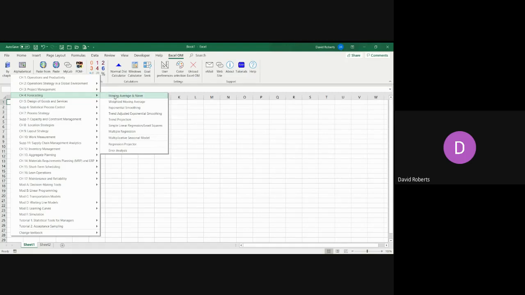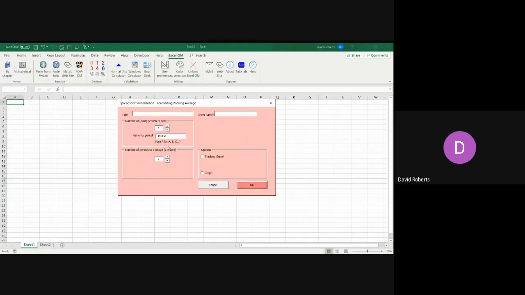As you can see from the screen, there are several different forecasting techniques, which are described in your lectures. We'll go through almost all of these for doing calculations. So you take the moving average. There are 6 periods of data, and they're in weeks. It wants to know the 3 most recent weeks. So we'll go OK.